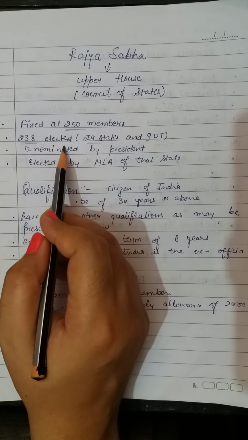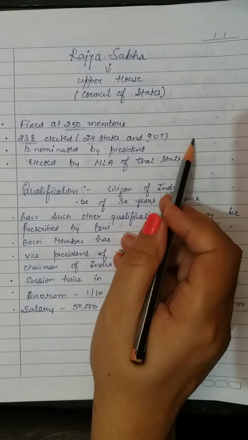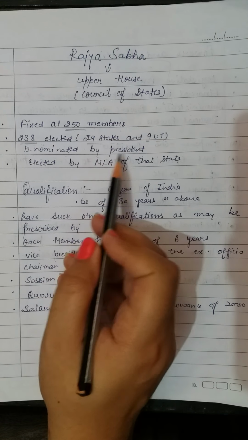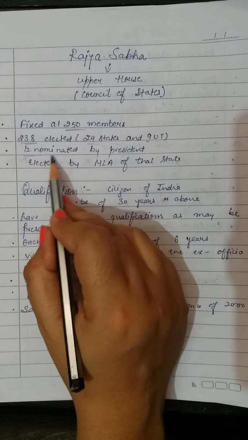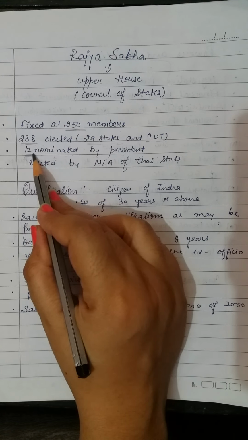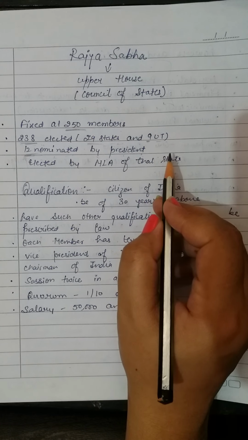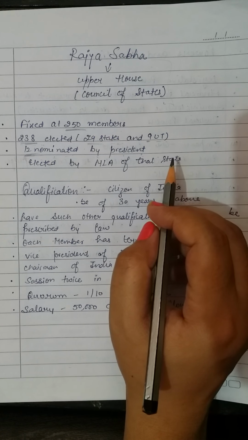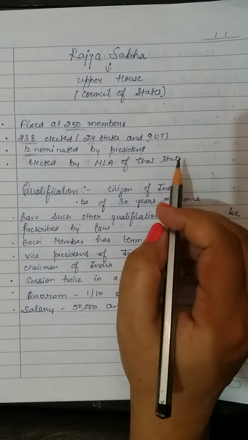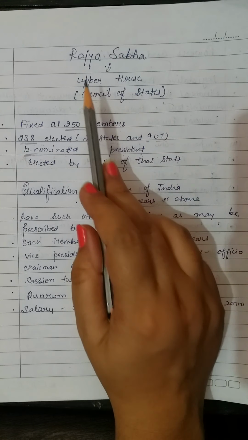238 members are elected from 29 states and 9 UTs of the country, and 12 are nominated by the president. So how are they nominated? These 12 members are nominated by the president if a person has deep skills and has done very well in their field. So they can be nominated as a Rajya Sabha member.